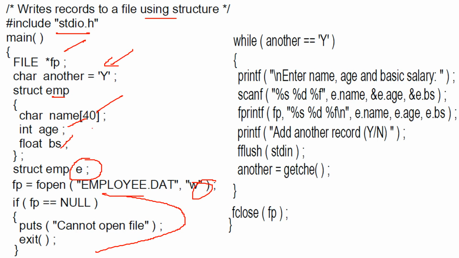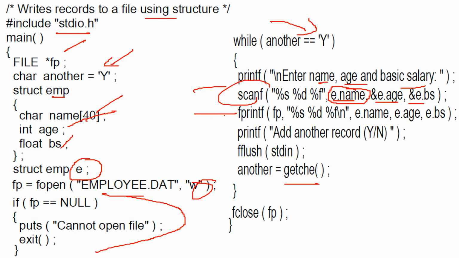Now if everything goes fine, we say while another equal to y, meaning we will take a character from the user, and until he says yes, we will run this loop again and again, until he comes up with a character other than y. So here we have this printf, enter name, age, basic salary, and we scanf it into e.name, &e.age and &e.bs. Why have we not used an ampersand here? Because this is a character array by itself.